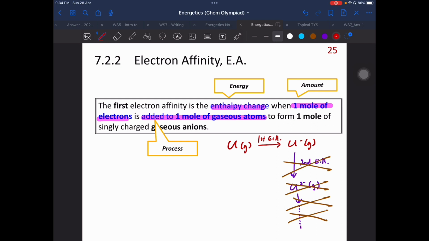Another example, let's say you have an oxygen atom. You can go from this to O- as an ion, then you go to O2- as an ion. So in this case, you have your first EA and then your second EA.